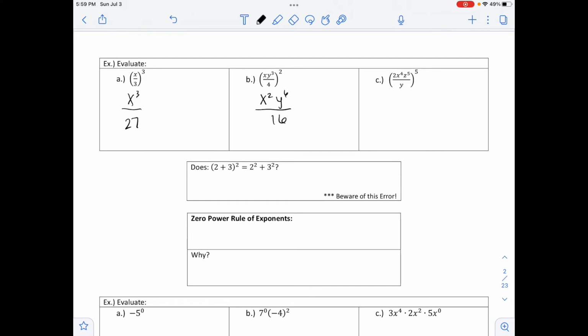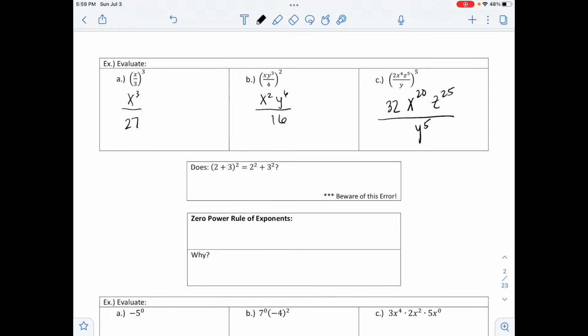Part C, we have to raise everything to that 5th power. So 2 to the 5th is 32. And then we have x to the 4th times the 5th power, which would be x to the 20th. And then we have z to the 5th times that 5th power. We would have z to the 25th power all over y to the 5th.